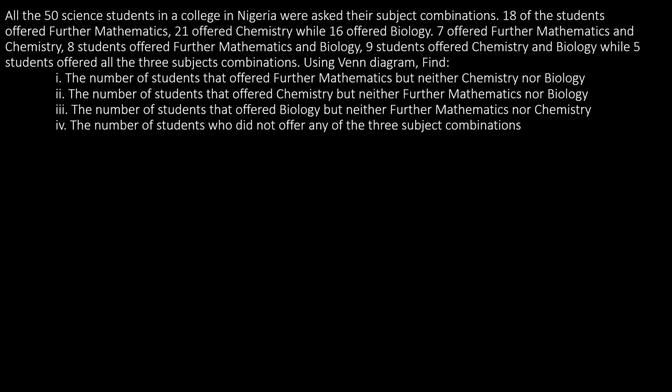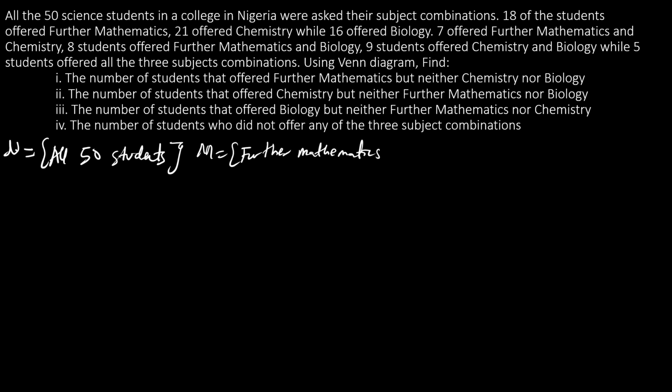This is quite a long question, but to start with, let's use our Venn diagram or some representations, such as let's use the entire set to be all 50 students, and set F or M, let's use M to be equal to the number of students that offered further mathematics. And set C to be equal to the number of students that offered chemistry. And set B to be the number of students that offered biology.